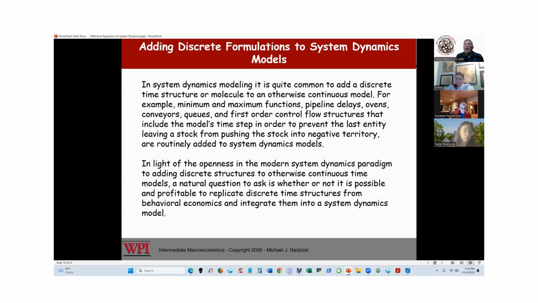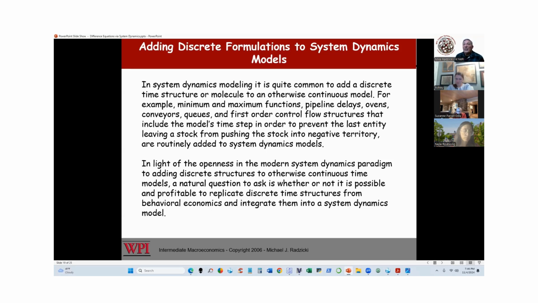So in the paper I wrote: in system dynamics modeling, it is quite common to add a discrete time structure or molecule to an otherwise continuous model. For example, minimum and maximum functions, pipeline delays, infinite order delays, boxcar delays, ovens, conveyors, queues, and first order control structures that include the model's time step in order to prevent the last entity leaving a stock from pushing the stock into negative territory. These are routinely added to our models. So it's not like, oh my gosh, don't add a discrete thing to your continuous system dynamics model. We do that all the time. So then I go on.